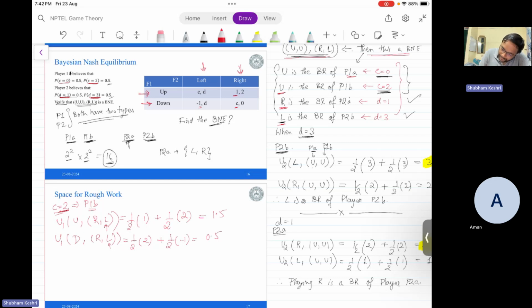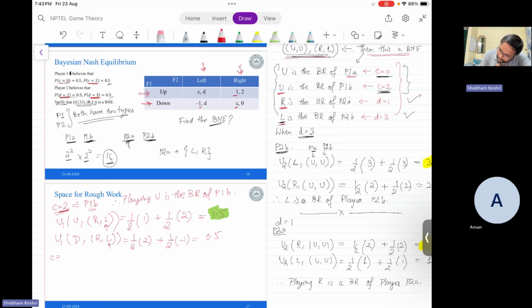Therefore, you see, playing U when player 2 is playing R, L is a best response for player 1 when C is equal to 2, or when he is of type B. We have to do this for, so we can write this. Therefore, player 1B playing U is the best response of player 1B.